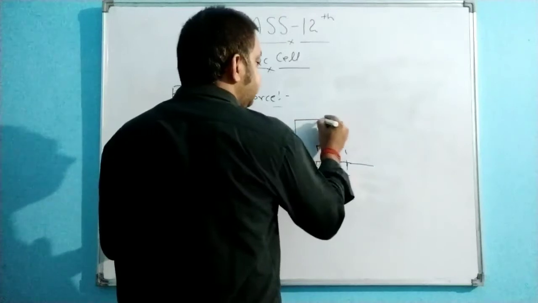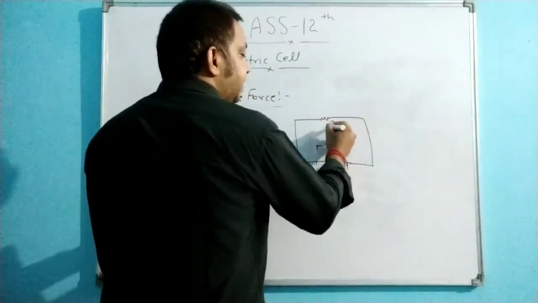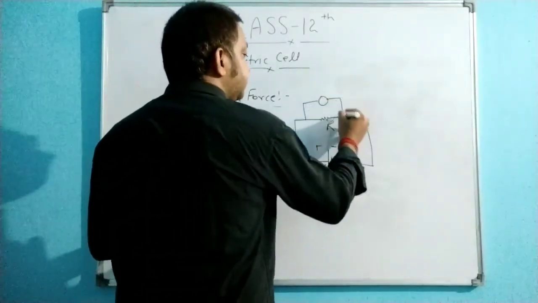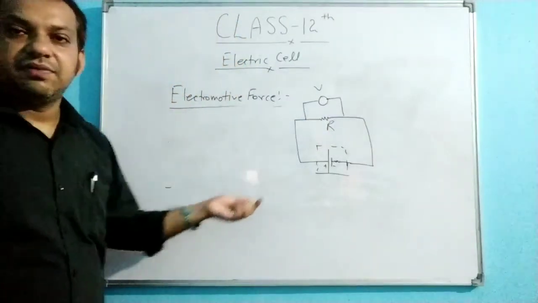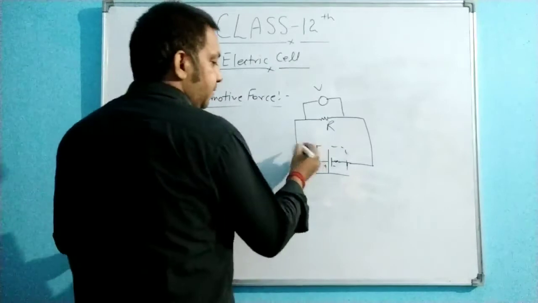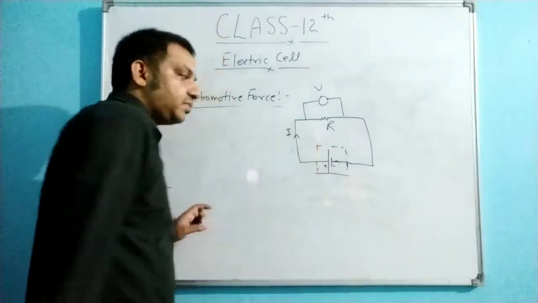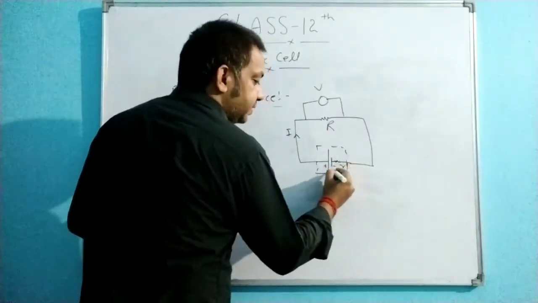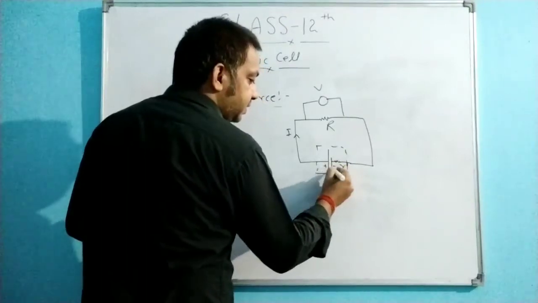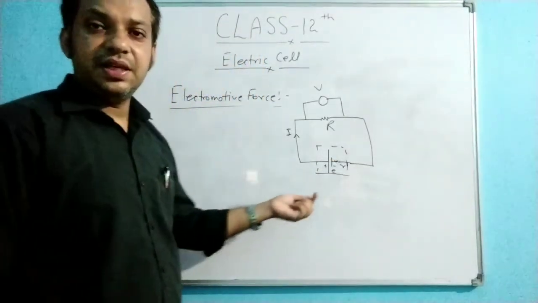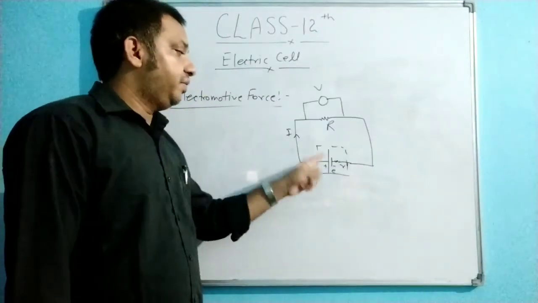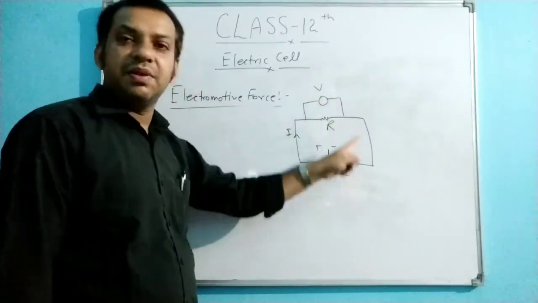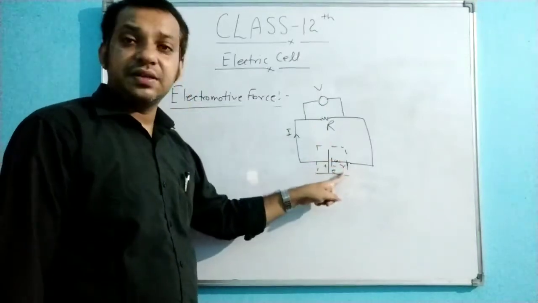Suppose we connect this cell with an external resistance R, and we connect a voltmeter, so you will get some reading from the voltmeter. Because of this connection, current I will flow in this circuit. This is R and the EMF I am representing as E. The small r, the internal resistance, and the capital R are connected in series combination. It is a single wire.